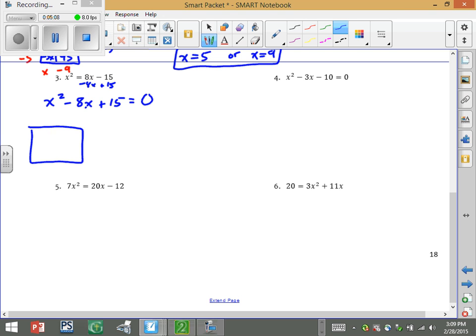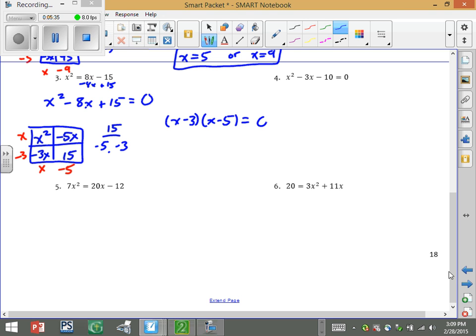We use our box method to solve this thing out. So we got x squared here, 15 here. We need factors of 15 that add up to be negative 8, and I believe that'd be negative 5 and negative 3. So minus 5x, minus 3x. Let's go through. Here we can pull out an x. We can pull out a negative 3, x, and a negative 5. So we end up with x minus 3, x minus 5.